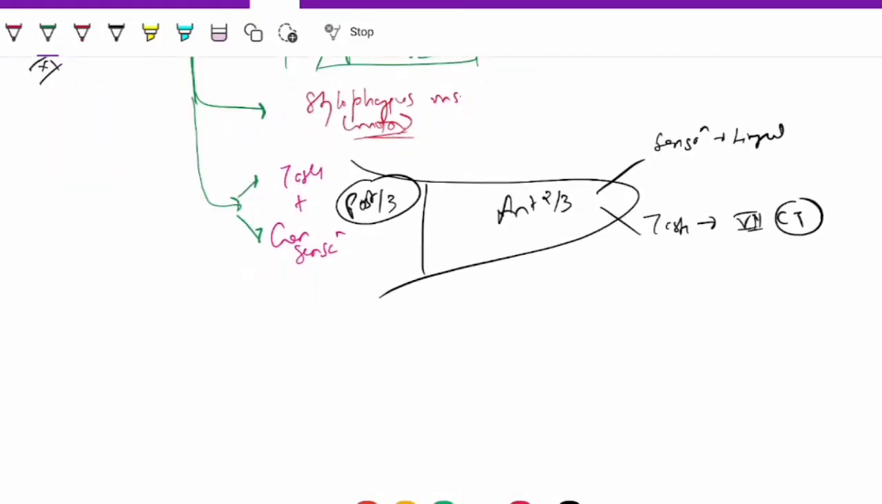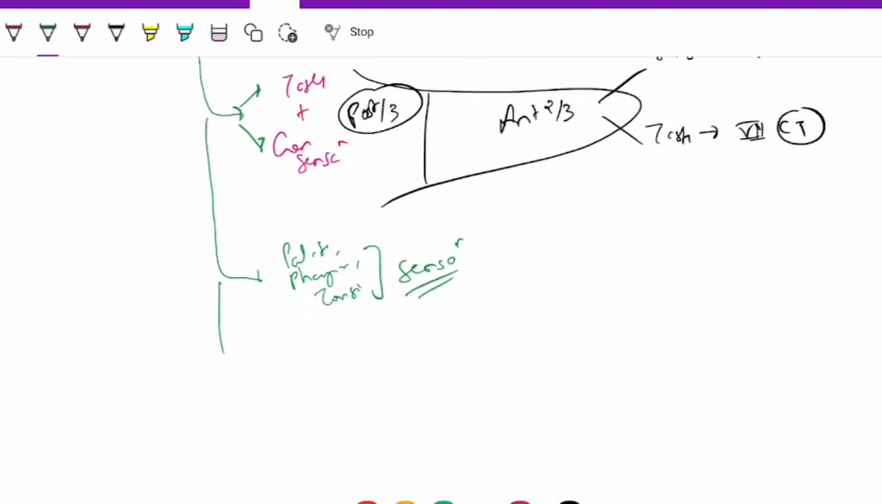And one more thing, it also sends fibers to your palate, pharynx and tonsils for sensations. And then the last job that we have just studied, it is also responsible for the carotid sinus. It gives off some fibers to the carotid sinus, which is responsible for a reflex.